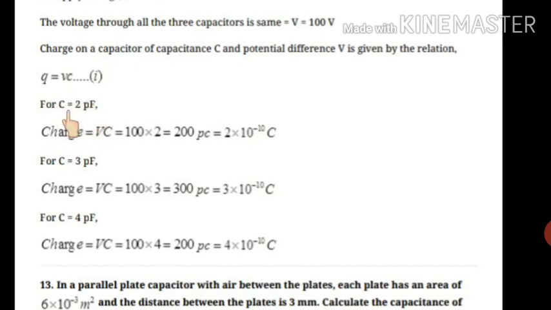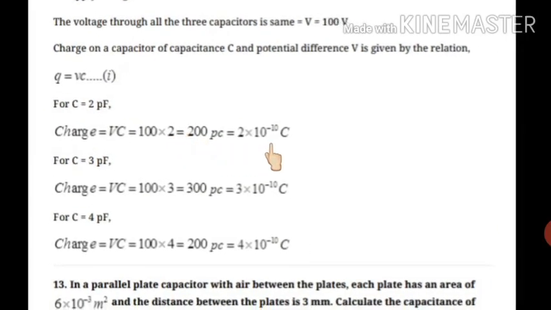Okay, so first we'll talk about the first capacitor. For that capacitor, what is the value of C? It is 2 picofarad. So what will be the charge? Charge is equals to V into C. What is V? 100. And C is 2 picofarad. So 2 into 100 will give you 200 picofarad. In place of p, we will write 10 to the power minus 12. So finally what we will have? 2 into 10 to the power minus 10 coulomb.